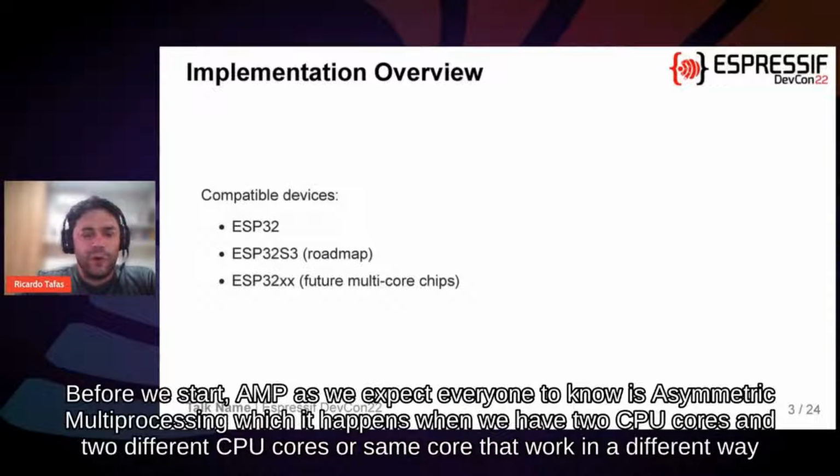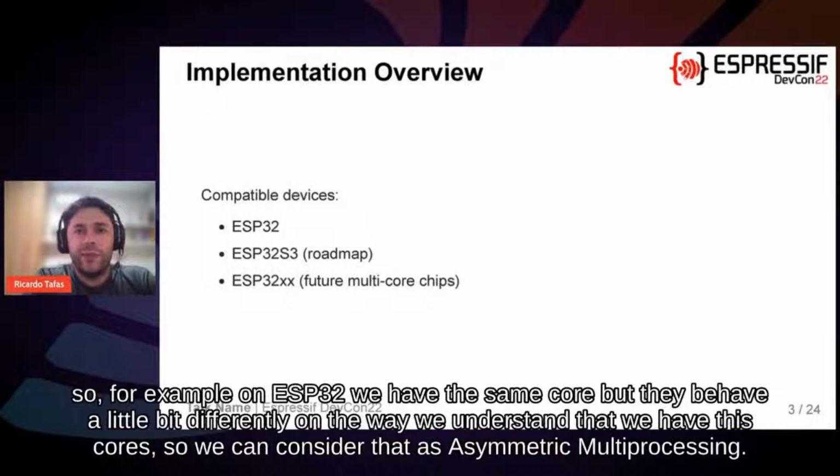So before we start, AMP, as we expect everyone to know, is asymmetric multiprocessing, which happens when we have two different CPU cores, or the same core that work in a different way. So for example, on ESP32, we have the same core, but they behave a little bit differently on the way we understand and we have these cores. So we can consider that as asymmetric multiprocessing.